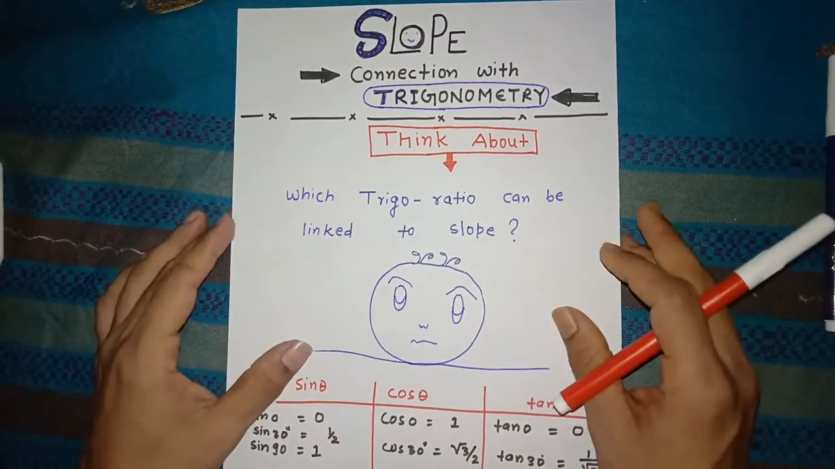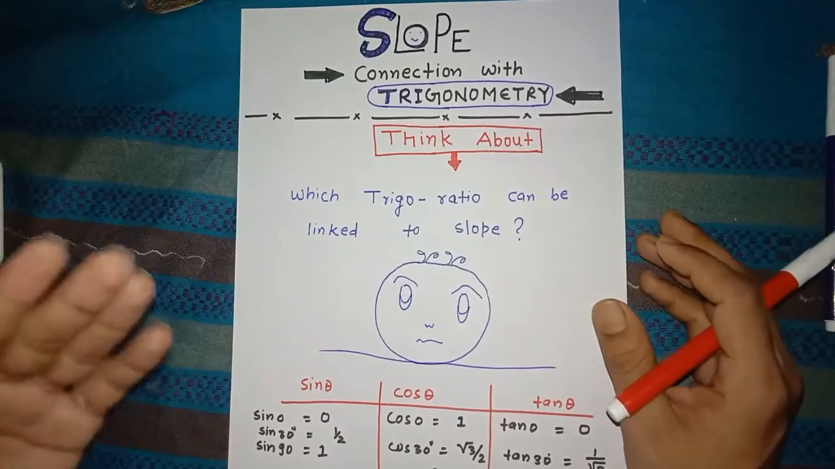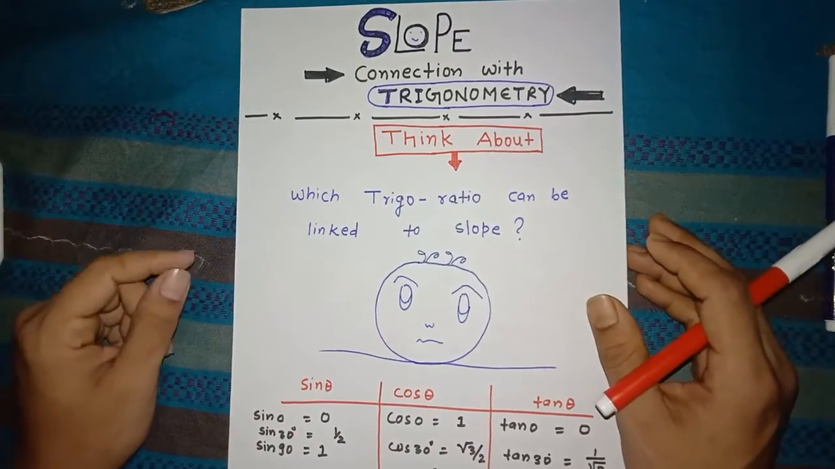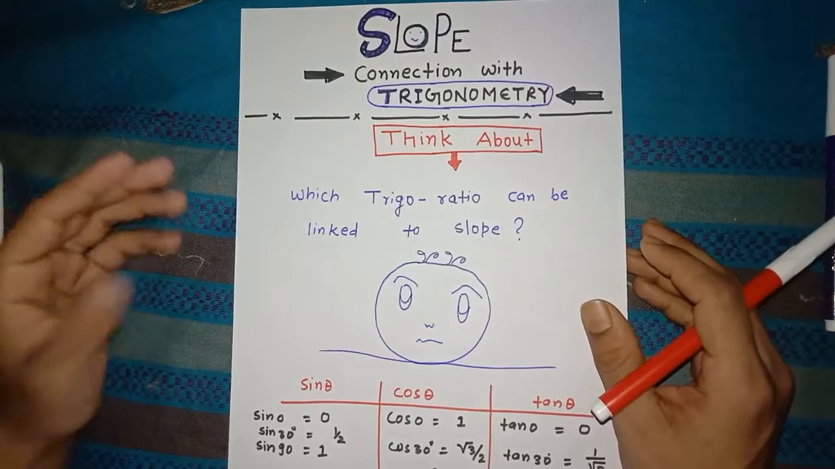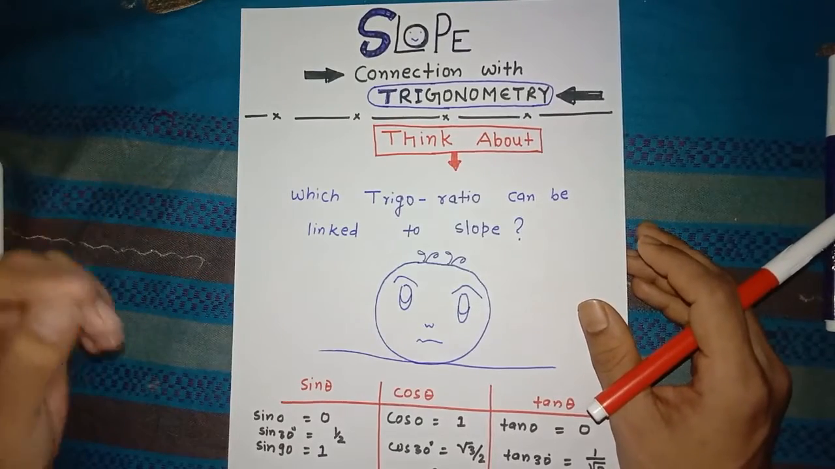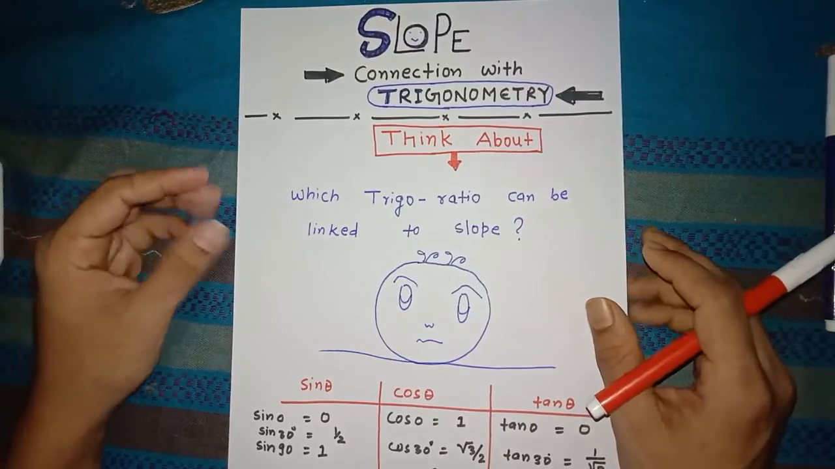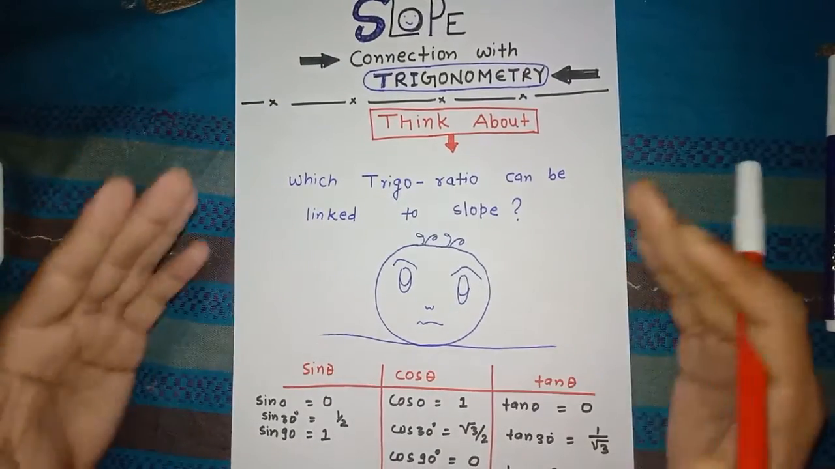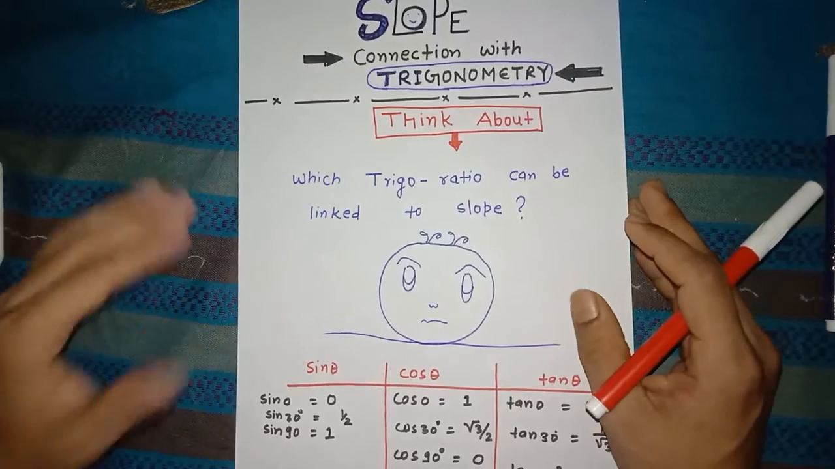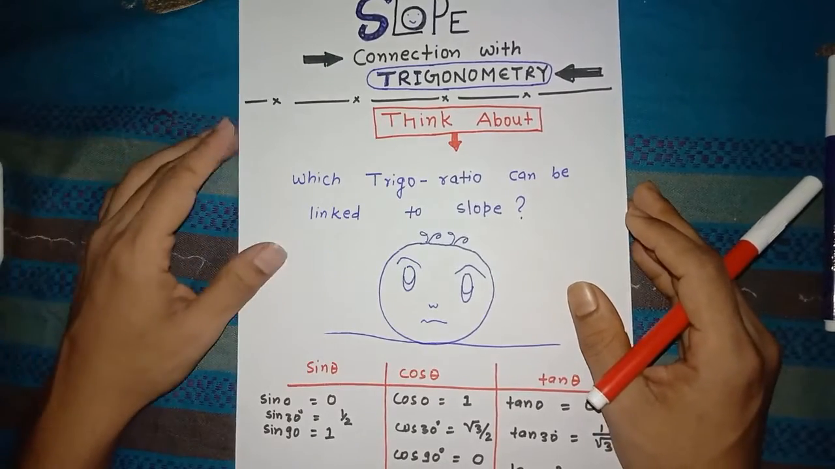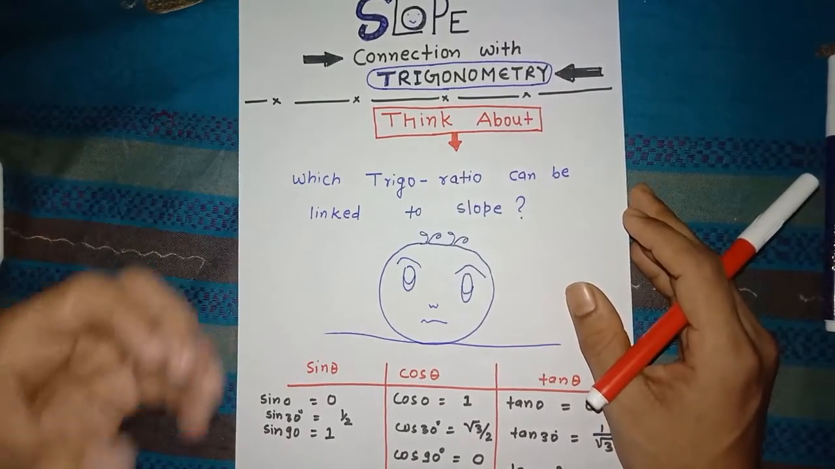So we have in trigonometry, you have already learned about it, that there are 6 trigonometric ratios, that is sine theta, cos theta, tan theta, cot theta, cosec theta and sec theta. So which trigonometric ratio may be connected to understand the slope?